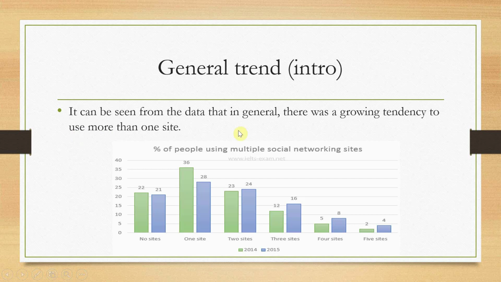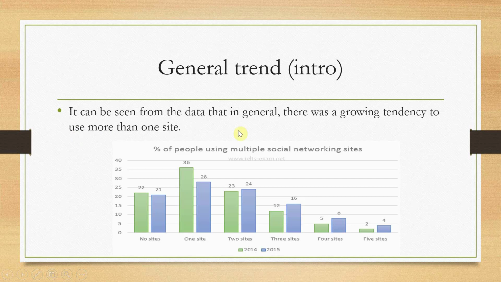So it will be: the bar chart shows the total amount of social networking sites visited by internet users in Canada in the year 2014 and 2015. So try to paraphrase the task without altering the meaning. And then let's go to the next one, which is the general trend.